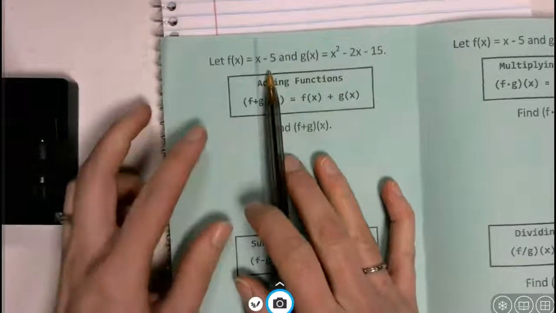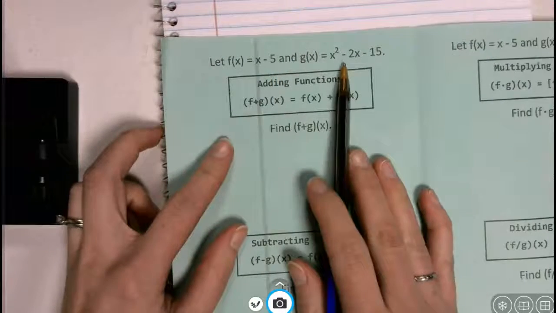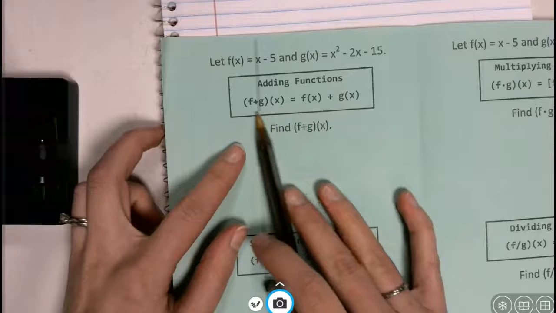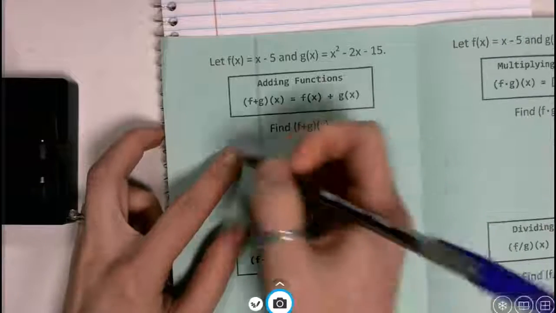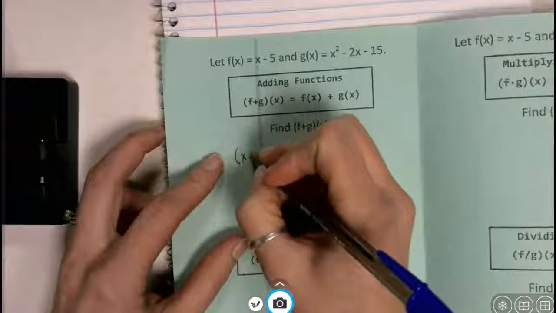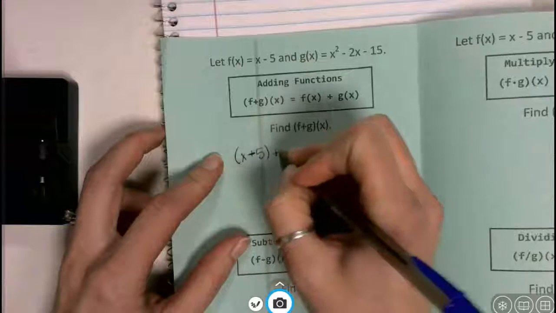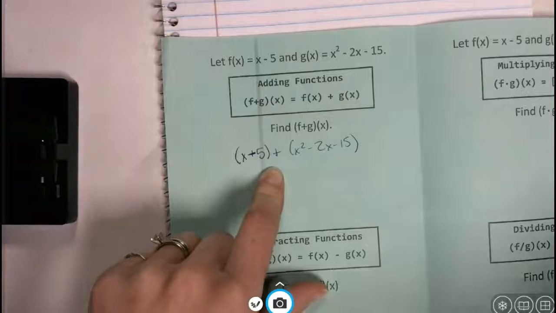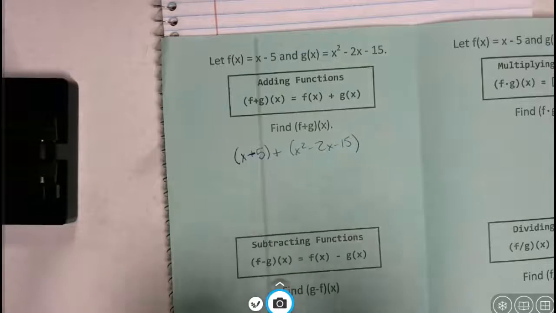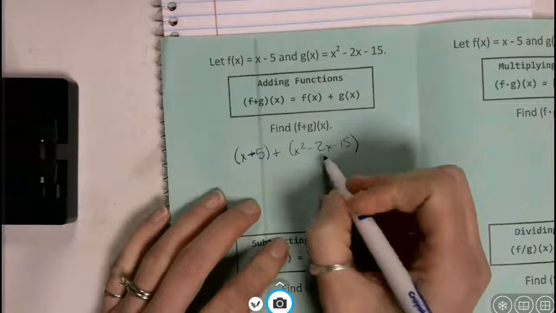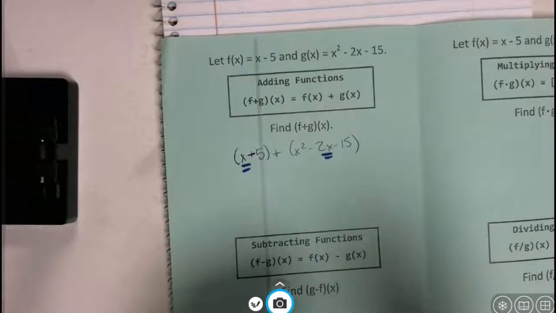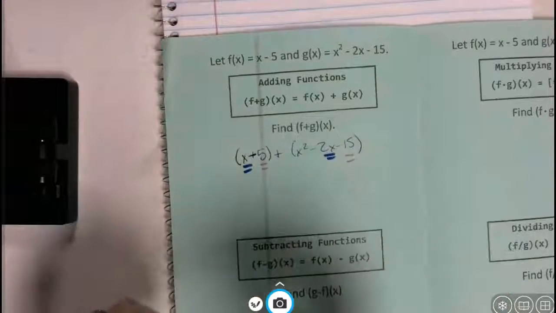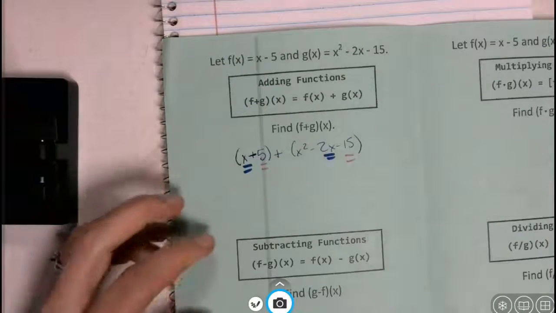So here we're given two functions. We're given our function f of x equals x minus 5, and g of x equals x squared minus 2x minus 15. Here I'm asked to add them. So to add my functions, I really and truly just add them together. So just like here, I see I've got some common things that I can combine, some like terms. So in here I have an x and here I have an x, so I'm going to combine those terms together. And I see I've got a constant here and a constant here. So I'm going to combine those terms together as well.